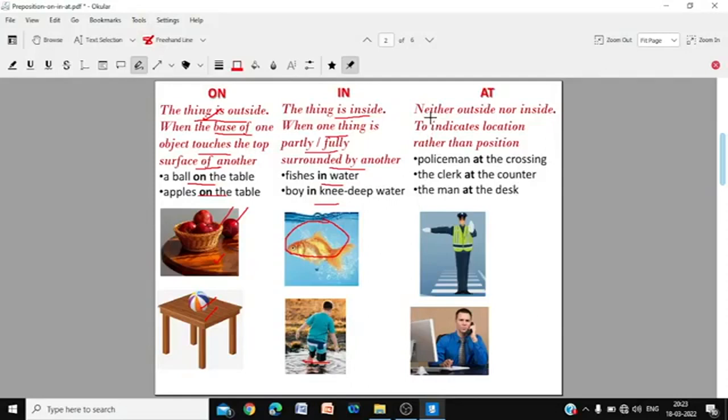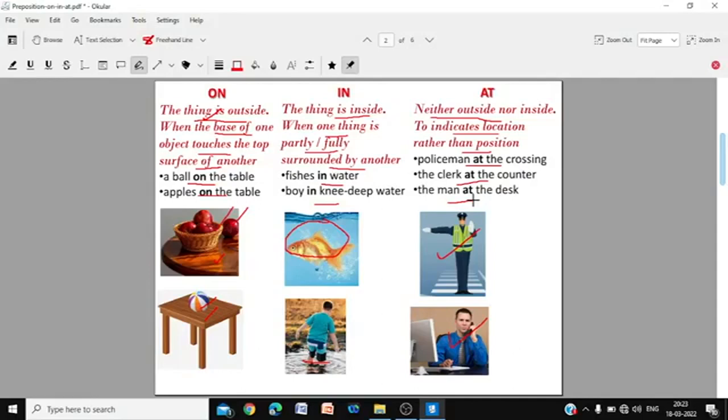At. Neither outside nor inside. We use at to indicate location rather than position. Policeman at the crossing. The location: where is the policeman? Not the position. The clerk at the counter. There is a clerk at the counter. Neither inside nor outside. It is just the location. The man at the desk. So we are just talking about the location of the person or object and not inside or outside.